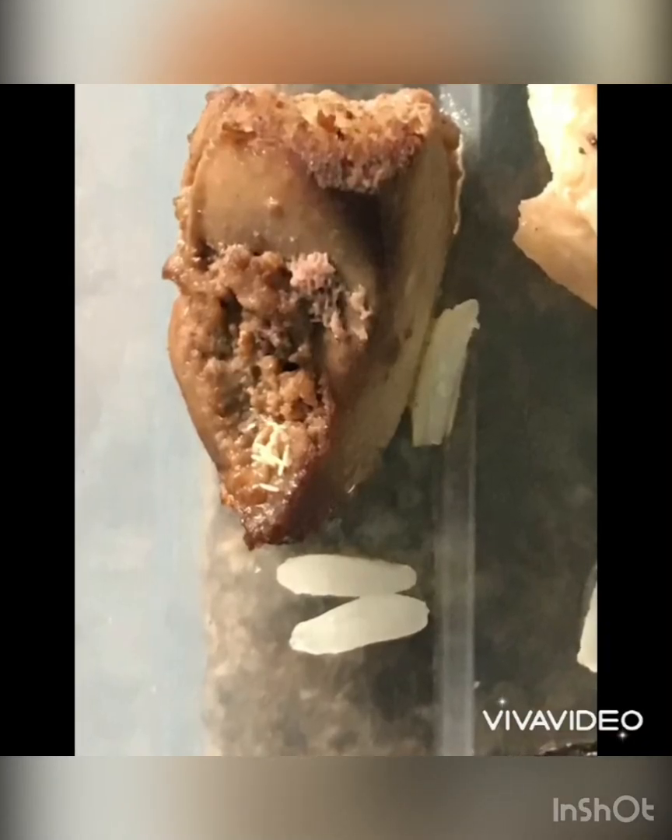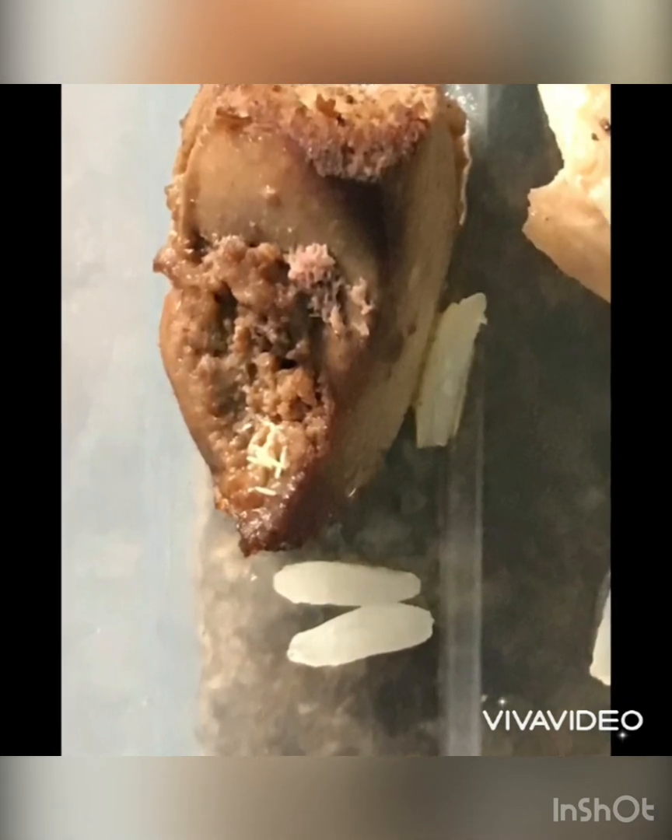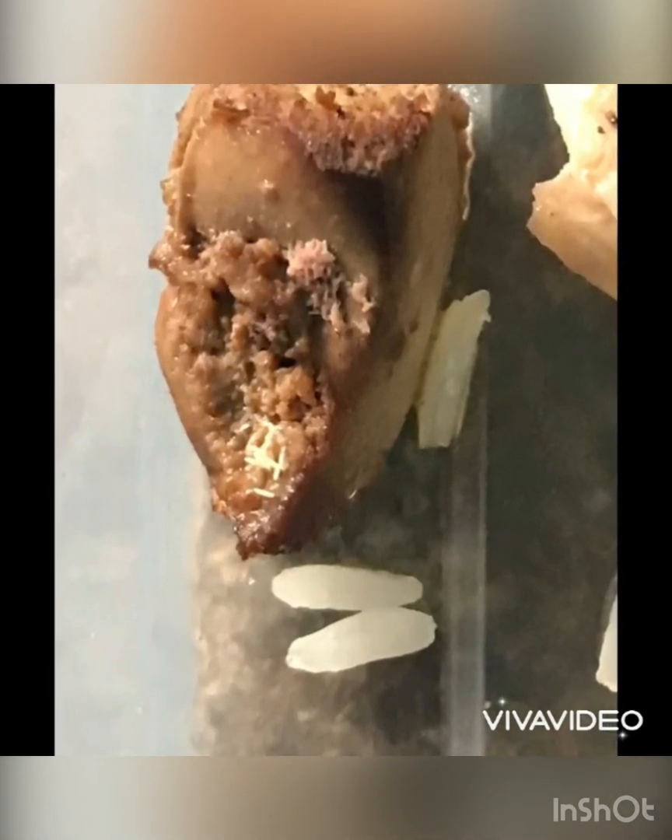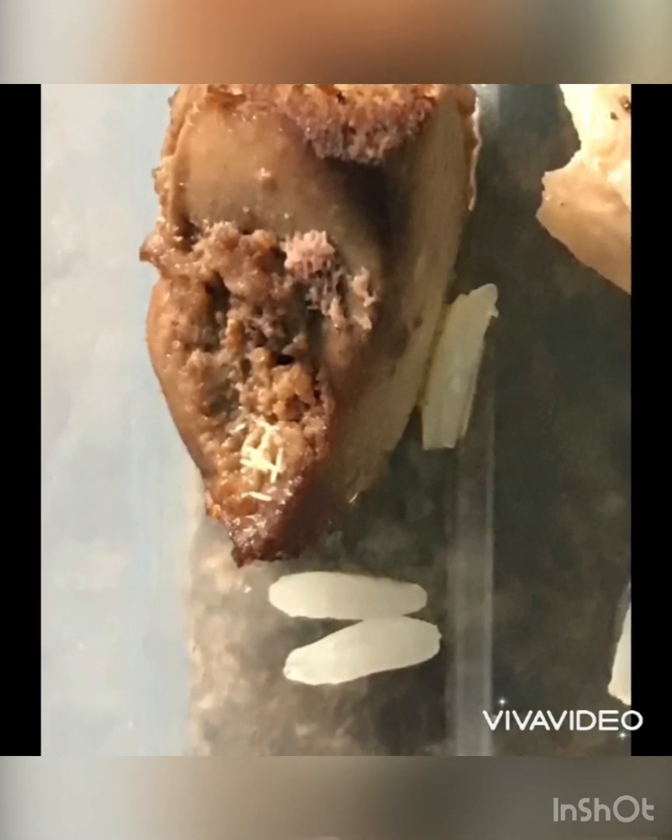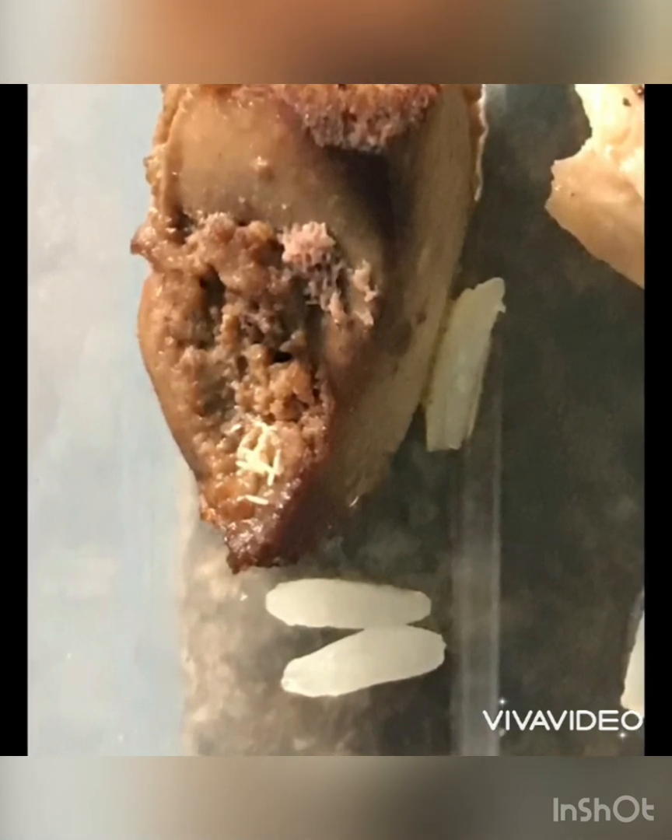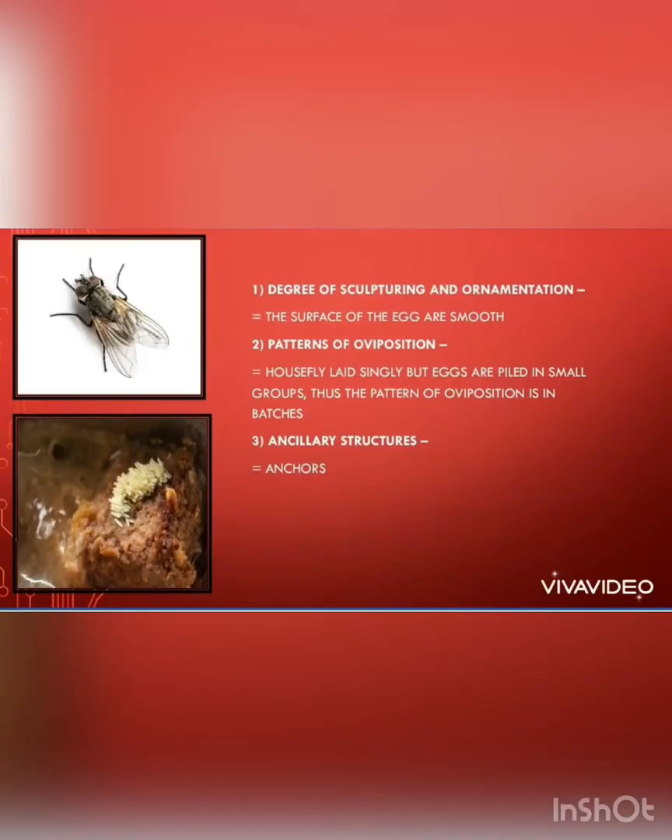Each female fly can lay up to 500 eggs in several batches of 75 to 150 eggs. The number of eggs produced is a function of female size, which itself is principally a result of larval nutrition. Eggs must always remain moist or they will not hatch. As for sculpturing and ornamentation, the surface of the egg is smooth.